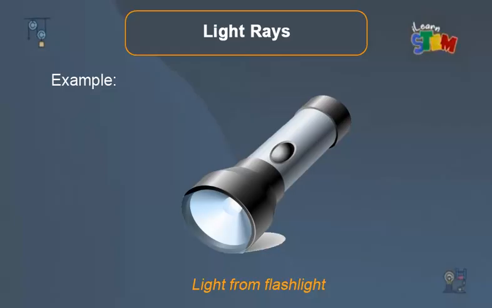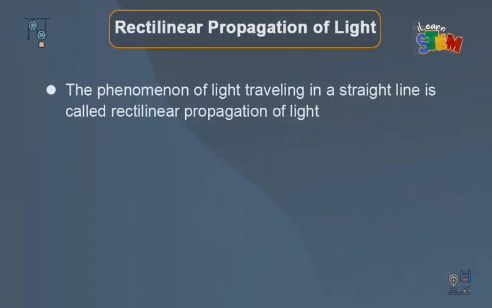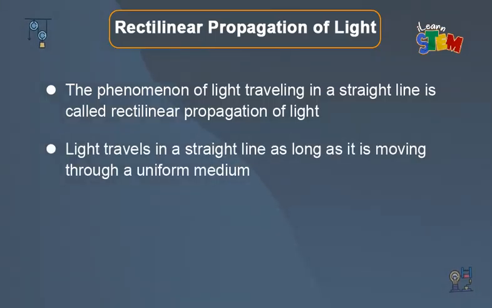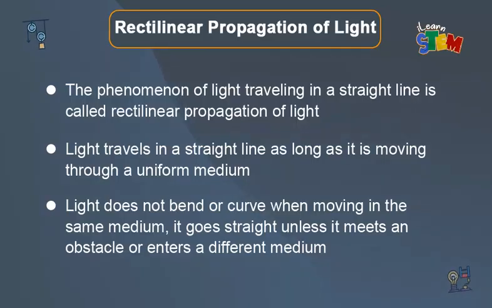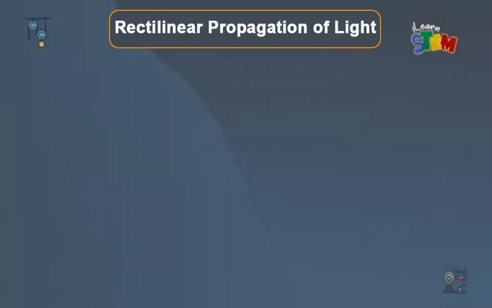Let's learn about the rectilinear propagation of light. The phenomenon of light traveling in a straight line is called rectilinear propagation of light. Light travels in a straight line, as long as it is moving through a uniform medium. Light does not bend or curve when moving in the same medium. It goes straight, unless it meets an obstacle or enters a different medium.